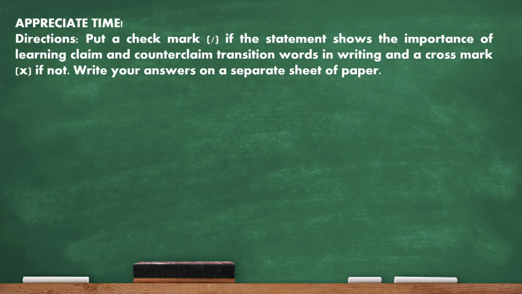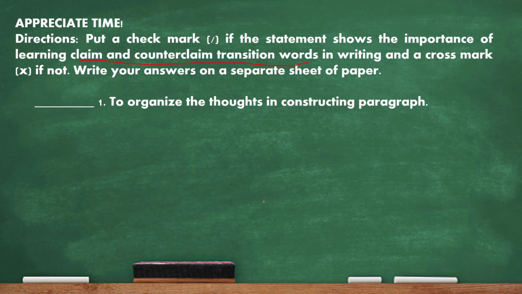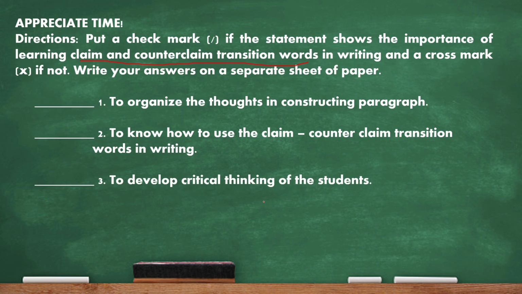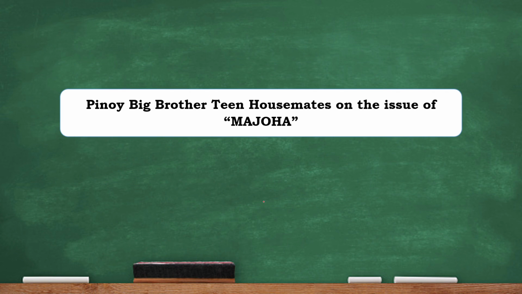Okay, it's practice time. Directions. Put a check if the statement shows the importance of learning claim and counterclaim transition words in writing, and a cross mark if not. Write your answers on a separate sheet of paper. Number 1, to organize the thoughts in constructing paragraph. Number 2, to know how to use the claim, counterclaim, transition words in writing. Number 3, to develop critical thinking of the students. Number 4, to make confusion to the readers. And number 5, to make sure that sentence flow is smooth to help connect thoughts or ideas.